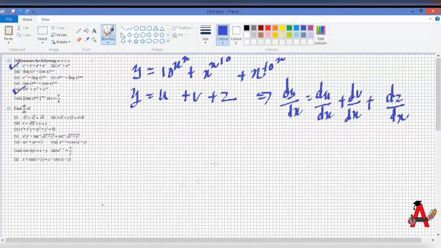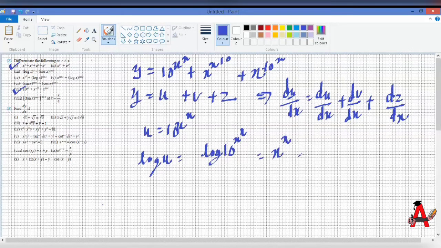Now let's try and take the first part. u is equal to 10 raised to x. If you take log on both sides, you will get log u is equal to log of 10 raised to x. So this entire thing will come like this, x raised to x into log 10. Now I have already told you we have found out the derivative of x raised to x in the previous question, which was 1 plus log x. You can refer to that.